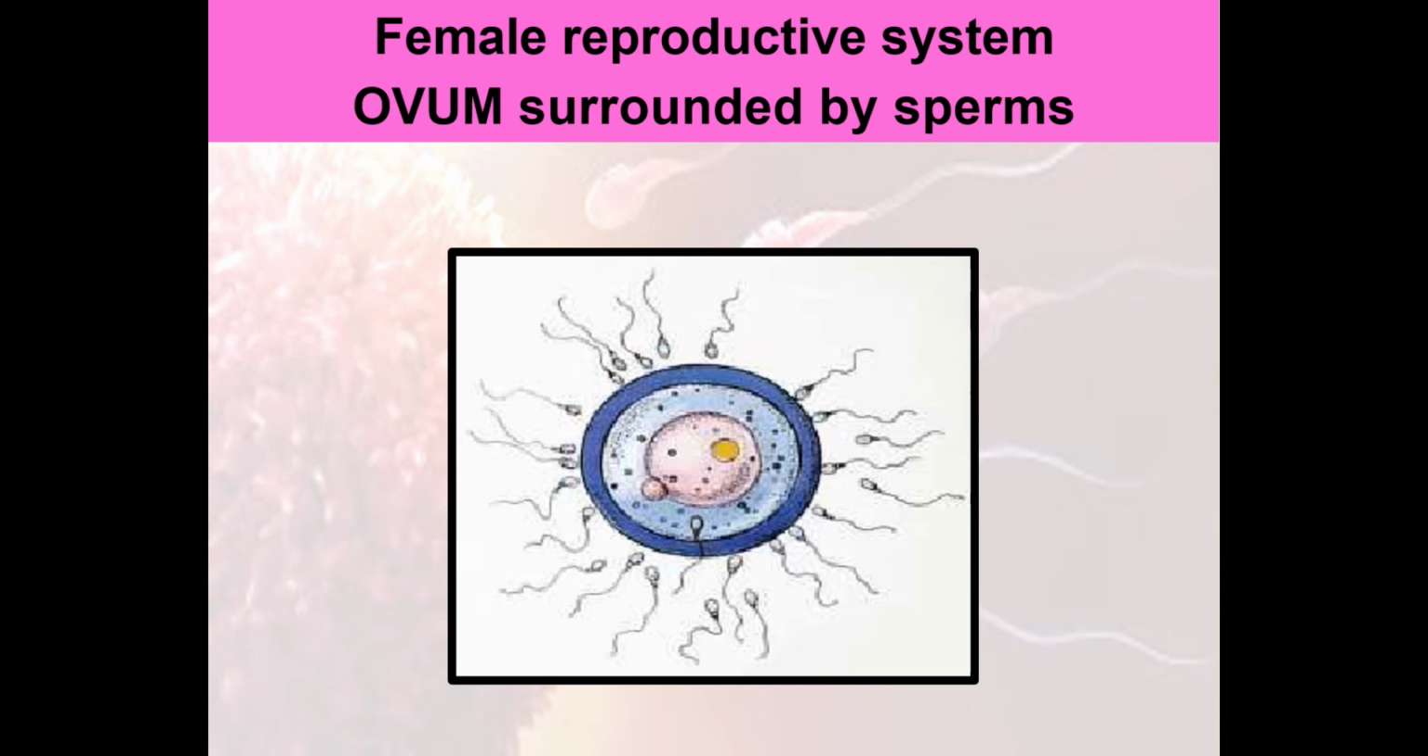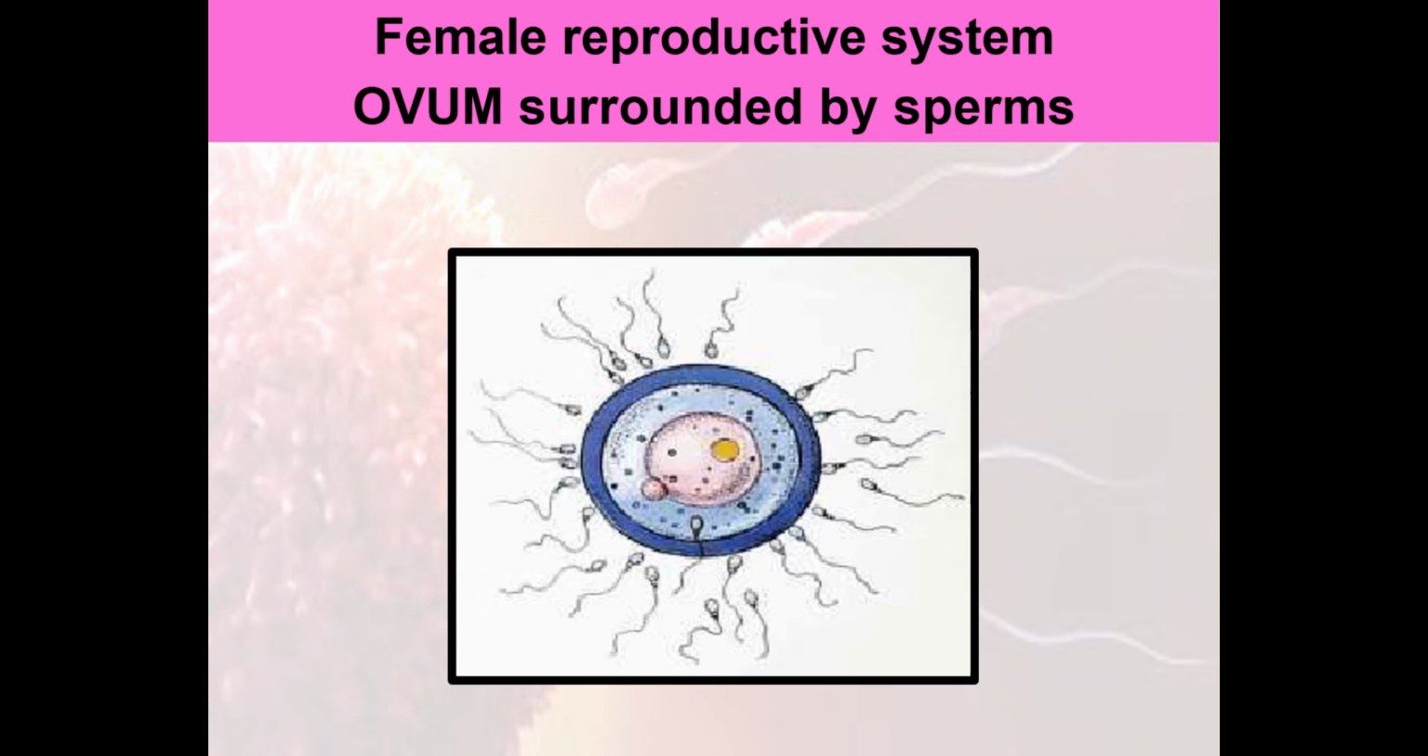The ovaries release the egg. This egg is captured by the fallopian tube. There are finger-like projections coming out of the fallopian tube. These finger-like projections catch the egg, and now the egg is transferred into the fallopian tube.